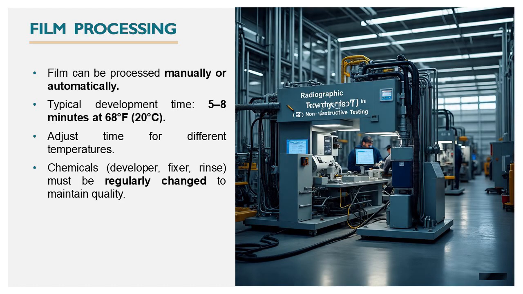Film processing. Film can be processed manually or automatically. Typical development time: 5 to 8 minutes at 68 degrees Fahrenheit, 20 degrees Celsius. Adjust time for different temperatures. Chemicals, developer, fixer, and rinse, must be regularly changed to maintain quality.